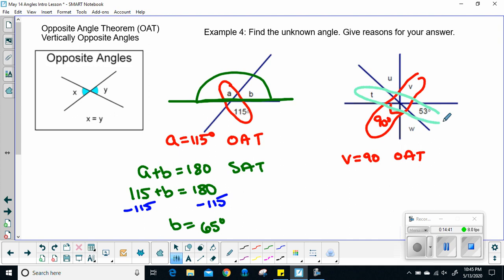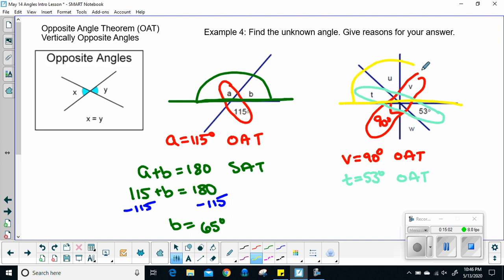So that means that one, T, has to equal 53, also because it's an opposite angle theorem. Got my degree sign. Okay. And since I know that, I can now figure out U and W. So they make a straight line.